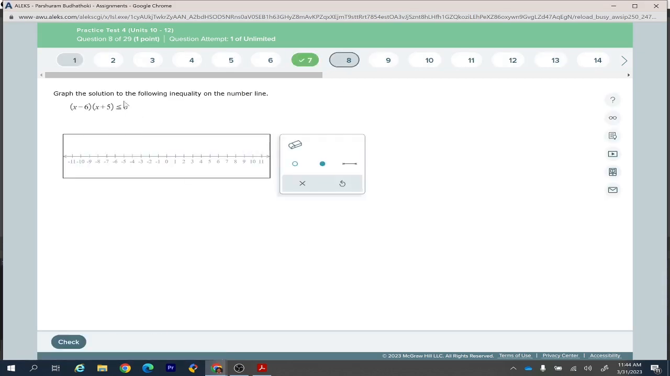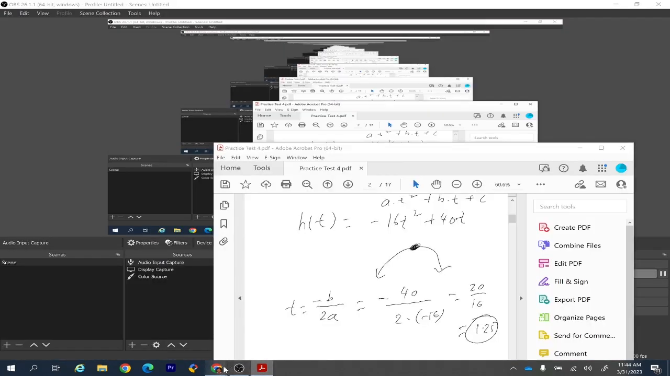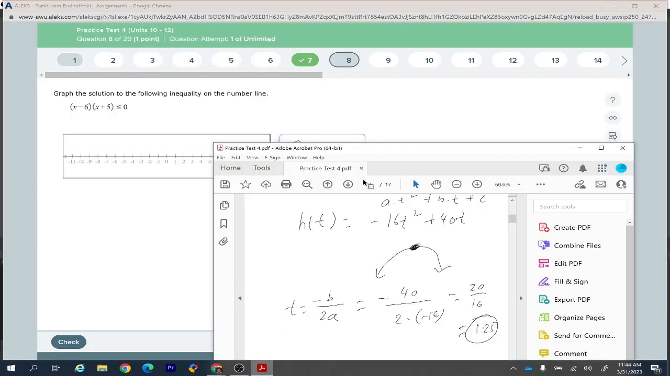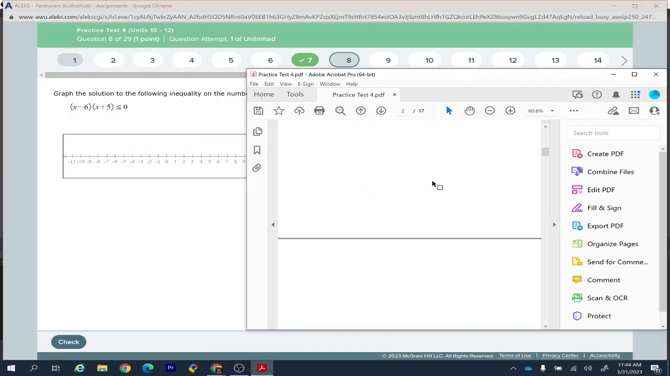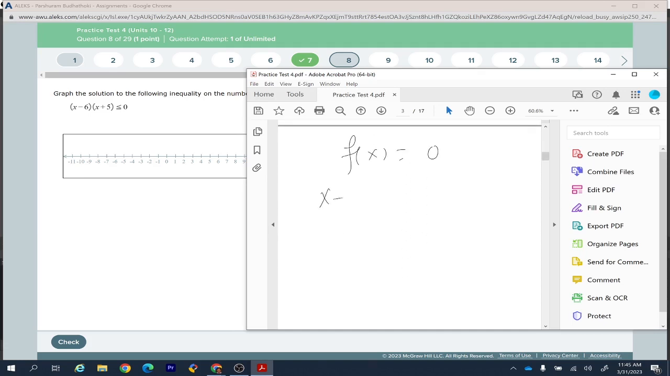Question number 8. You need to solve this inequality, and to solve this inequality, first of all, you have to find out the zeros for the function you have on the left side. So in this case, you can see the function, let's say f of x is x minus 6 times x plus 5. You want to find out where this function is negative or 0. So first find out where this function is 0. For that, the function itself is x minus 6 times x plus 5. And if you solve this, it will be at 6 and -5.